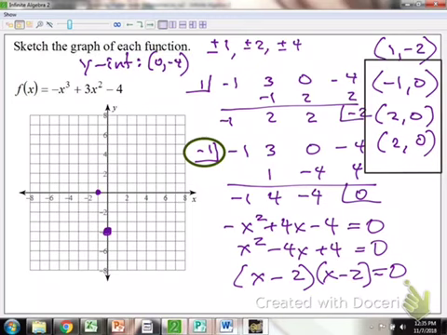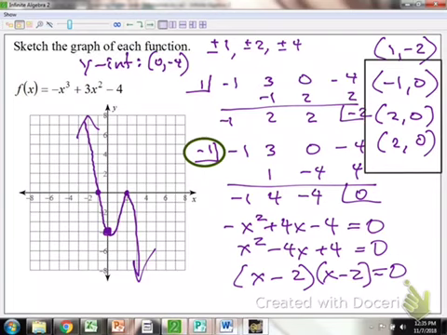2 is a 0 twice, which means it does not pass through that 0. It just touches it and then turns back around. So it looks like this graph is going to have this shape. It's got to come down here and come up there and touch that and then turn around and go back down. So that's the shape of that graph.